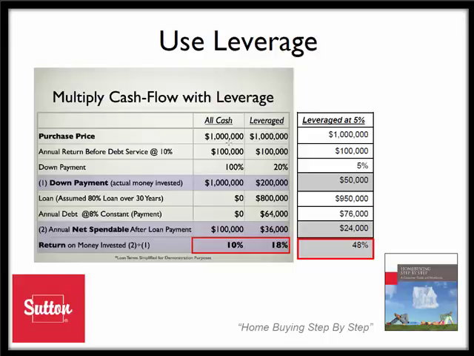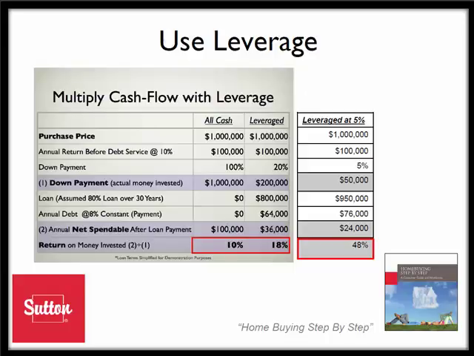So I'll give you a quick example here. We're going to be buying this property at $1,000,000, and we're going to be paying all cash. And so we're going to be earning an annualized return of 10%. So $1,000,000 in, 10% return, $100,000 profit, 10%.